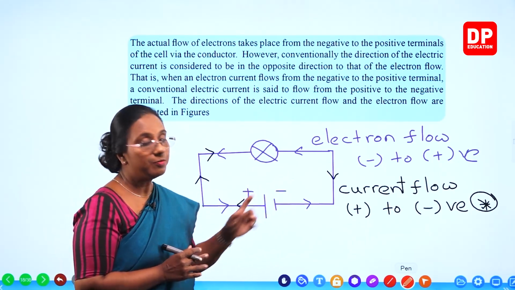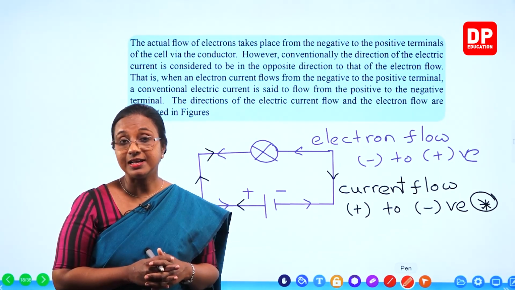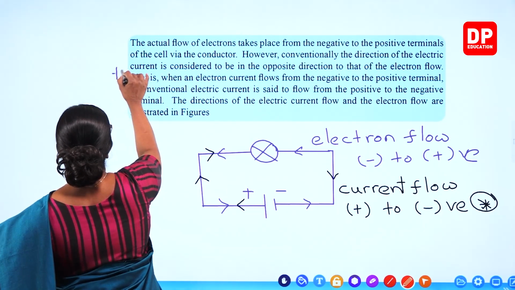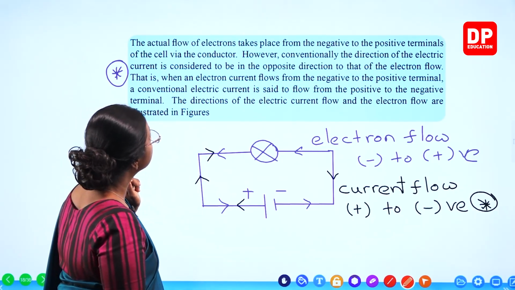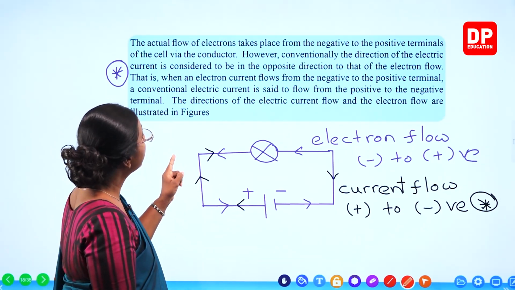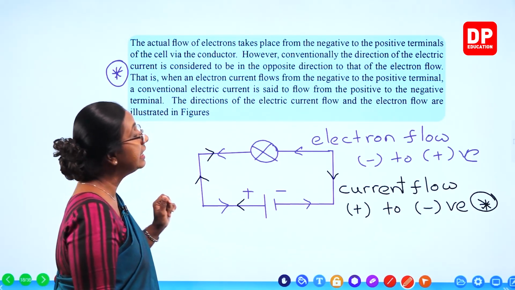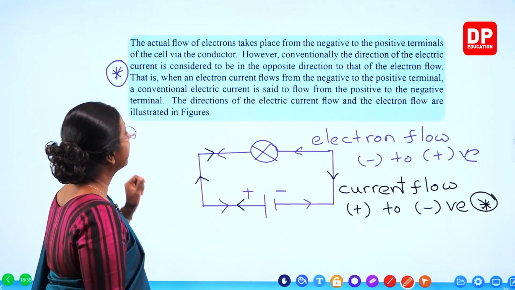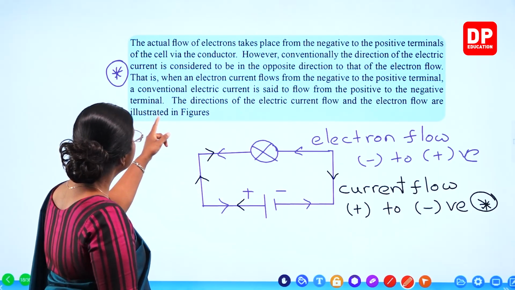So with that, students, I'll move on to the next slide, where the diagram is given. So you have to remember this. This is also very important. The actual flow of electrons takes place from the negative to the positive terminals of the cell via the conductor. However, conventionally, the direction of the electric current is considered to be opposite to that of the electron flow.